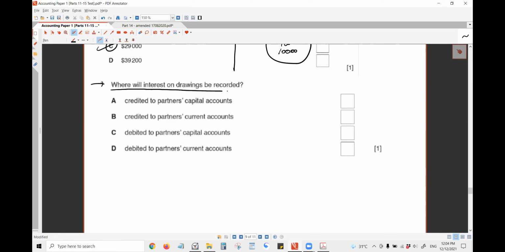Where will interest on drawings be recorded? It is in the current account debit side. Answer is D.